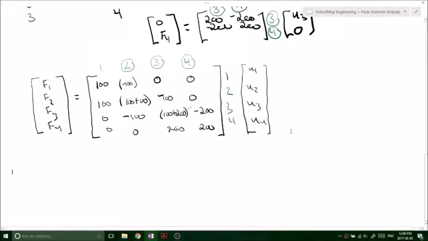Okay, so now we've got our stiffness matrix, and I made a correction here. This was actually 200 instead of 100. The previous video showed a 100 there, but it should be 200. So we'll continue with the 200, the correct value, as we finish this problem.